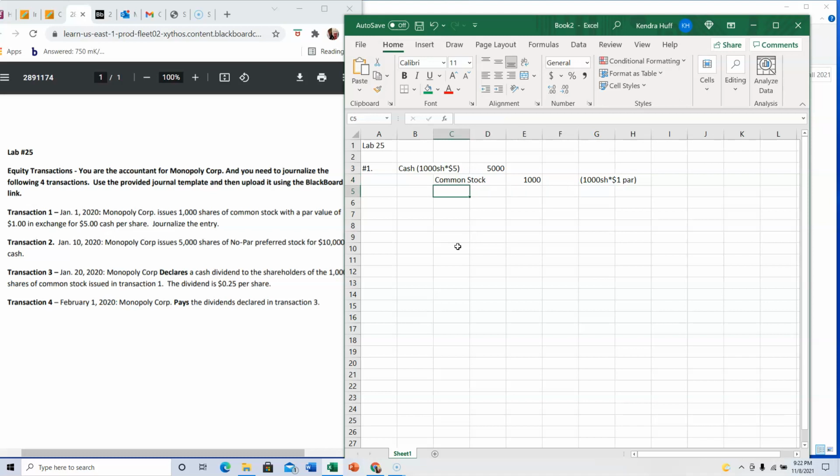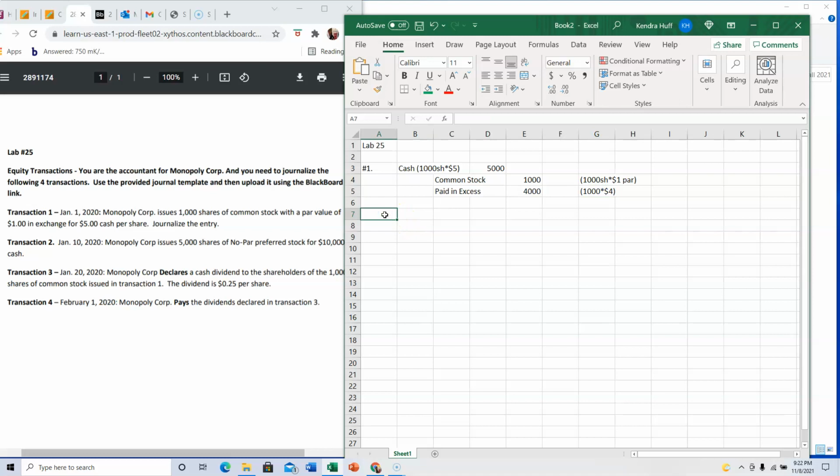The difference goes into paid in excess. I think it's actually like additional capital in excess of par. I always call it paid in excess. All right, so that's going to be the 4,000, and you can do it as the 1,000 times the $4 difference. All right, or you can just subtract and plug it in, however you want to do it.